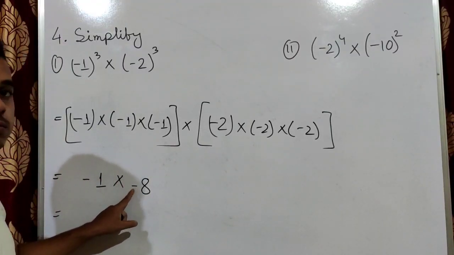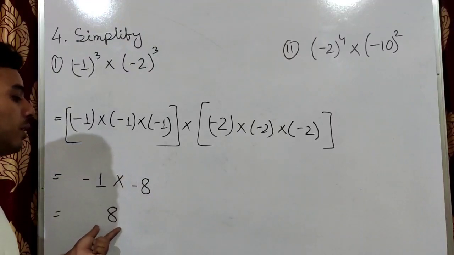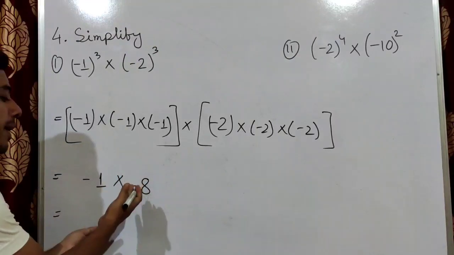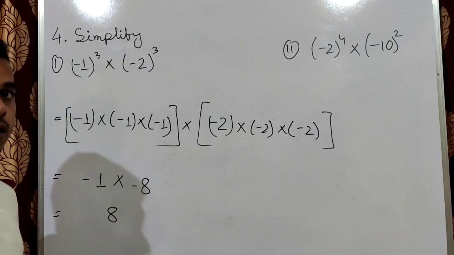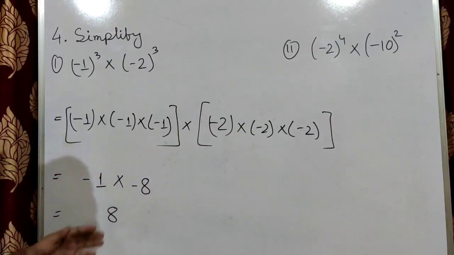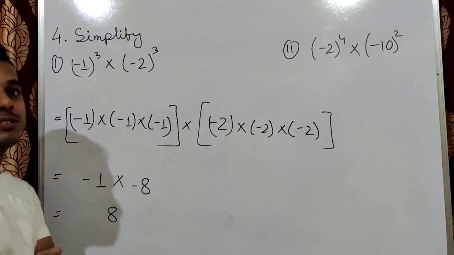Now look, minus minus will be plus, so we no need to write anything. That means minus 1 into minus 8 is plus 8, clear? Okay. Now for minus plus, it is confusing, right?